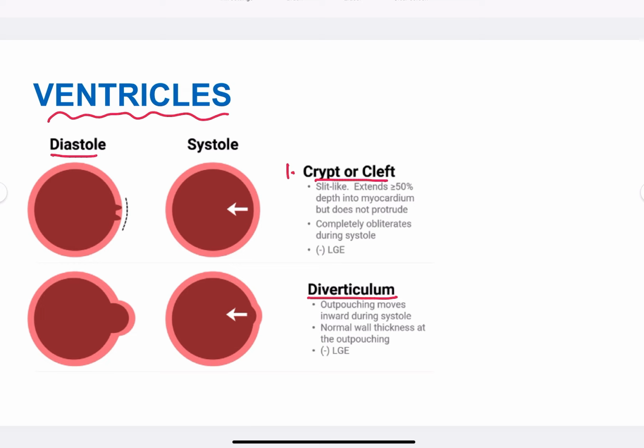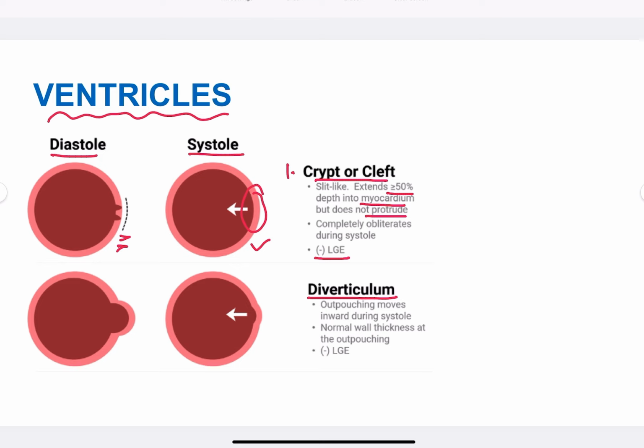This is the diastolic image and these are the systole images. So crypts or clefts are basically slit-like invaginations. They are extending more than 50% depth into the myocardium, but they will not protrude beyond the myocardium. And in the systole we are seeing they are completely obliterated and no late gadolinium enhancement will be seen.